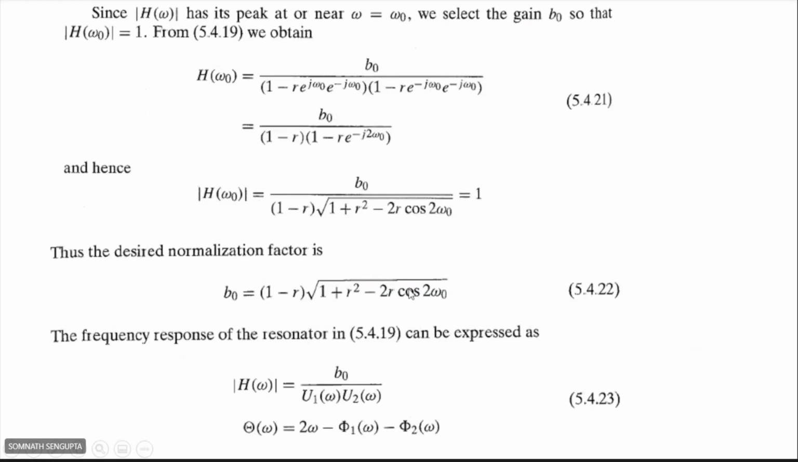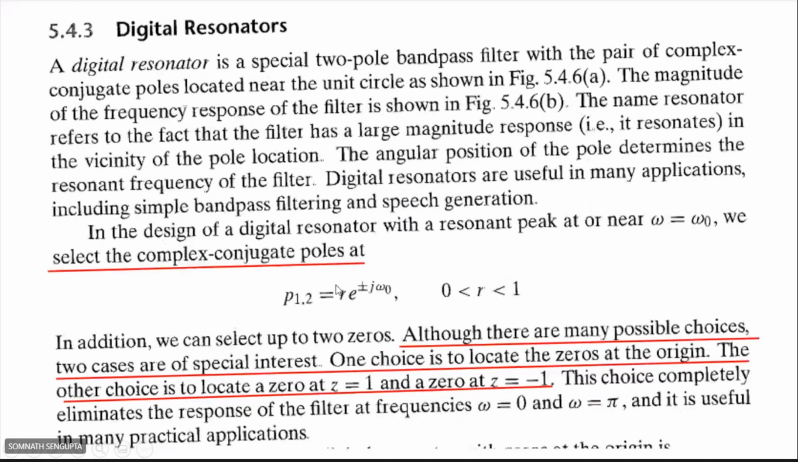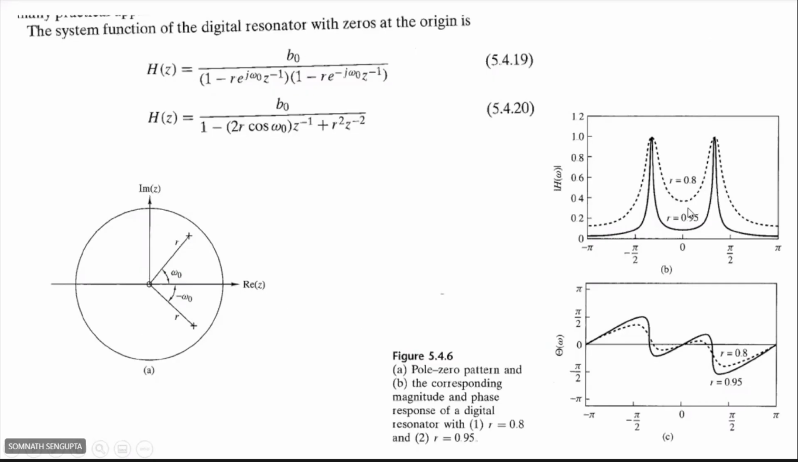Now, if you go through all the discussion, you can find the values of B0, the gain, according to the criteria. R is equal to 0.8. So it is the value of R. What value we should choose? The radius, on the z-plane, magnitude of that pole. So R is equal to 0.8 gives these characteristics. R is equal to 0.95 gives sharper characteristics, more sharper.